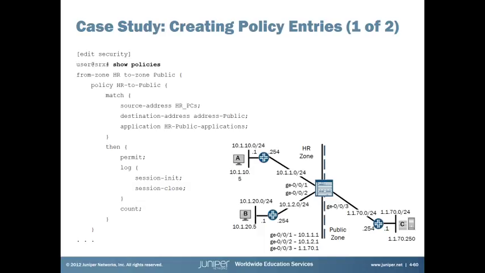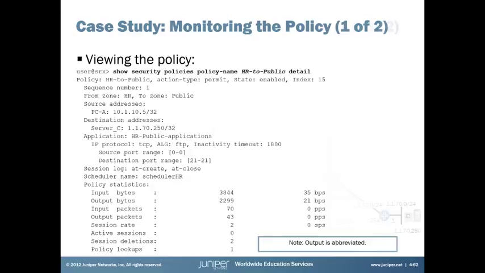Okay, so step one, set up your address book. Step two, do I need any custom applications? If I do, let's set those up. Step three, build your policy. You're referencing your source, your destination, and your applications in your policy, referencing your actions, and then commit, and we're done. Now we can view and verify the policy.